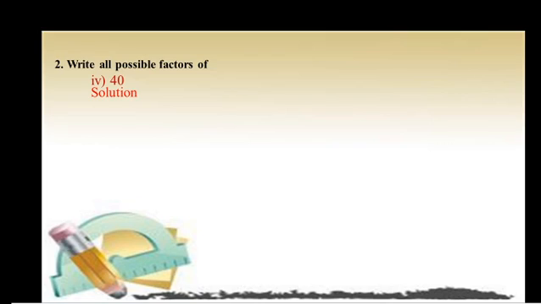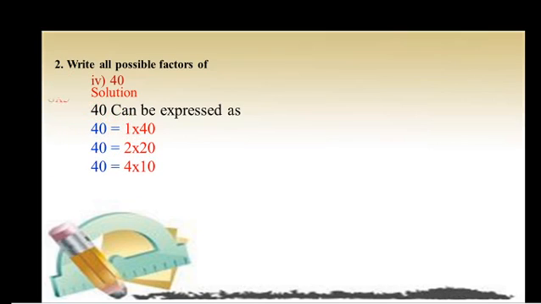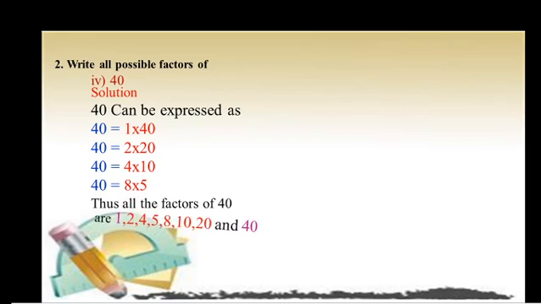Then second one, write all the possible factors of 40. Solution: 40 can be expressed as 1 forties are 40, 2 twenties are 40, 4 tens are 40, 8 fives are 40. Thus, all the factors of 40 are 1, 2, 4, 5, 8, 10, 20, and 40. Here 1 is the smallest factor of 40, and 40 is the largest factor of 40.